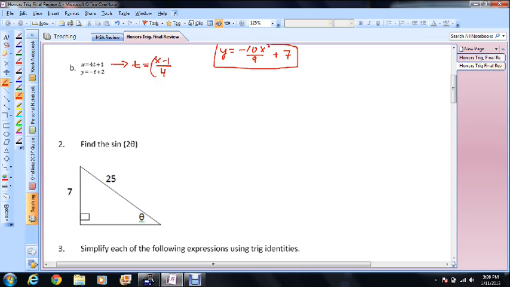I'm going to take this result and I'm going to substitute it into the second equation. What I get is y equals negative x minus 1 over 4 plus 2. Now sometimes we'll just leave it like this, but if it's a multiple choice, they might simplify it a little bit. So what I'm going to do here is apply that negative that's on the outside of the parentheses, and I'm also going to split the fraction.